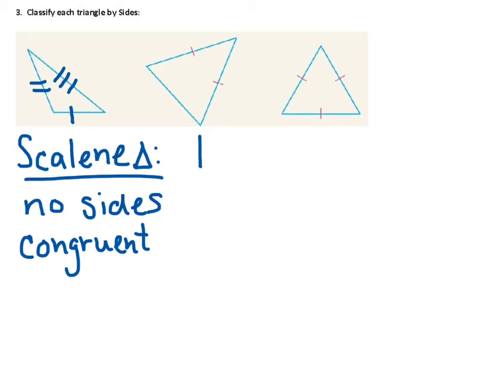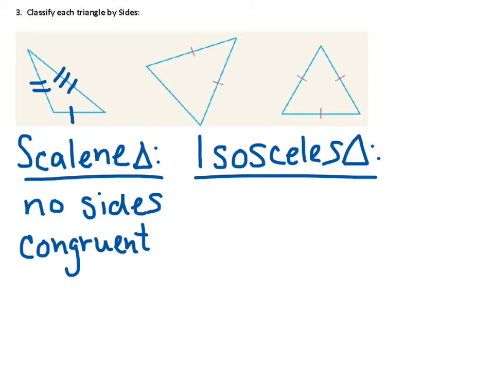Now let's be careful with the spelling here. I-S-O-S-C-E-L-E-S. An isosceles triangle is one where at least 2 sides are congruent.